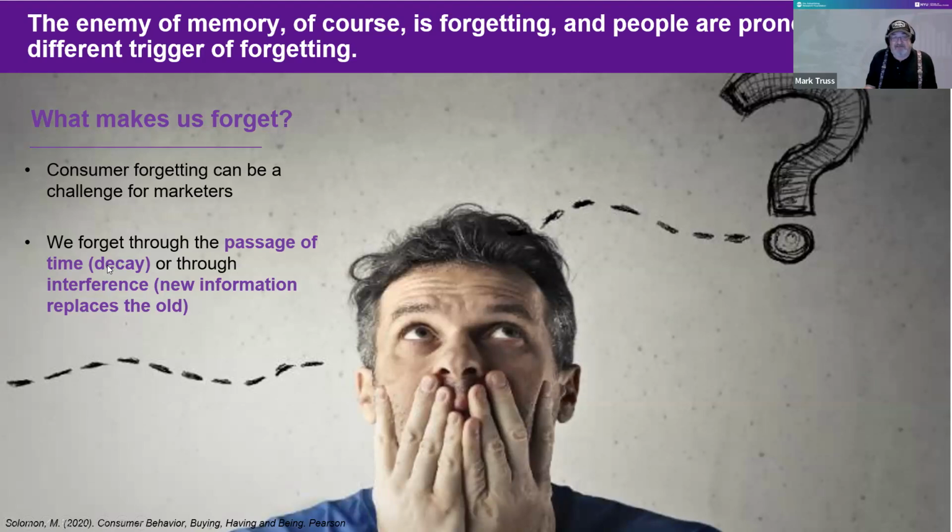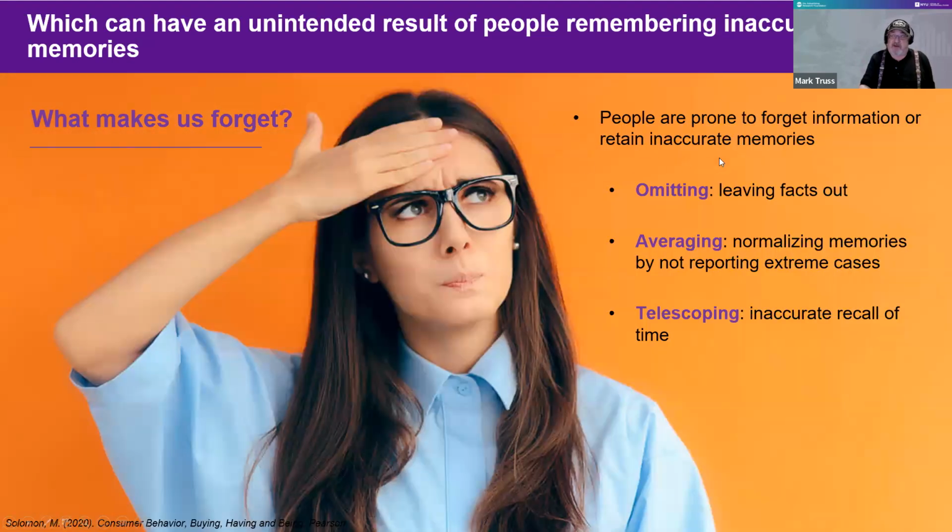What makes us forget things? We forget through the passage of time, right? Memories decay, or through interference. New information replaces old information, right? People are prone to forget by omitting. We sort of leave out facts. We average memories, which normalizes them, and then therefore nothing stands out. Or telescoping, which is an inaccurate recall of time. We think things happened more recently than they actually did.